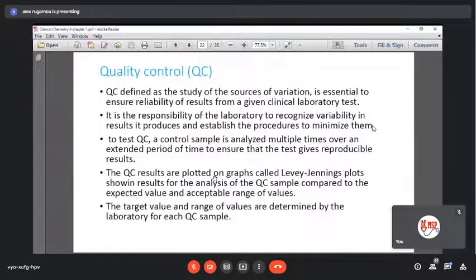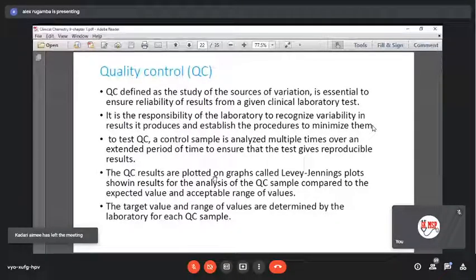So the quality control, actually, you have to control the quality of what you are doing. In a clinical chemistry laboratory, it is very important to do quality control. For example, you control your reagent. The reagent that I'm using, are they good quality? Is the sample that I'm using good? So for quality control, you control the reagent, you control the instrument, and you control the environment that you are working in.